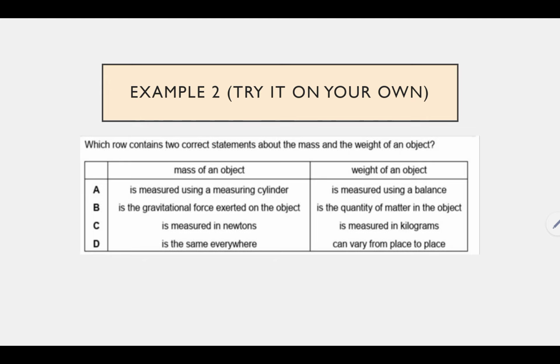B. The gravitational force exerted on the object is the quantity of matter in the object. This is not correct. Actually, the definitions are the opposite. Mass is the quantity of matter in the object, and weight is the gravitational force exerted on an object. C. Mass is measured in newtons, weight is measured in kilograms. Wrong, because they're exactly the opposite. Mass is measured in kilograms, and weight is measured in newtons.